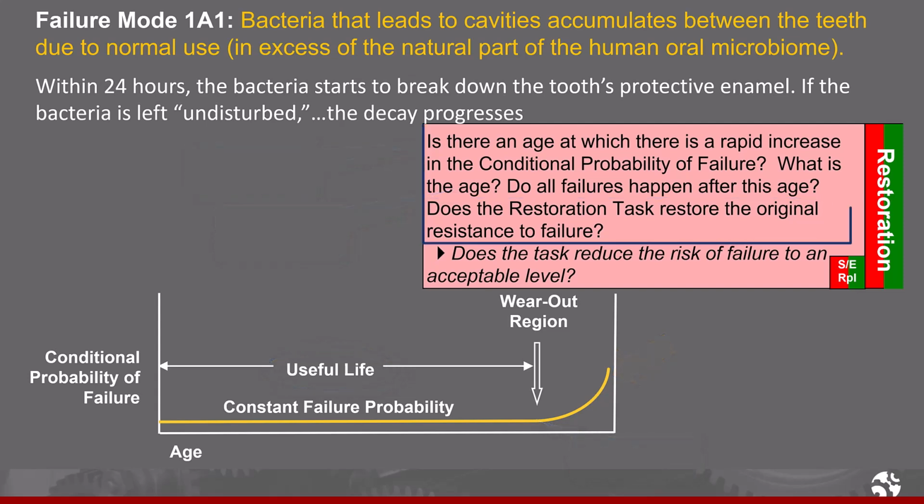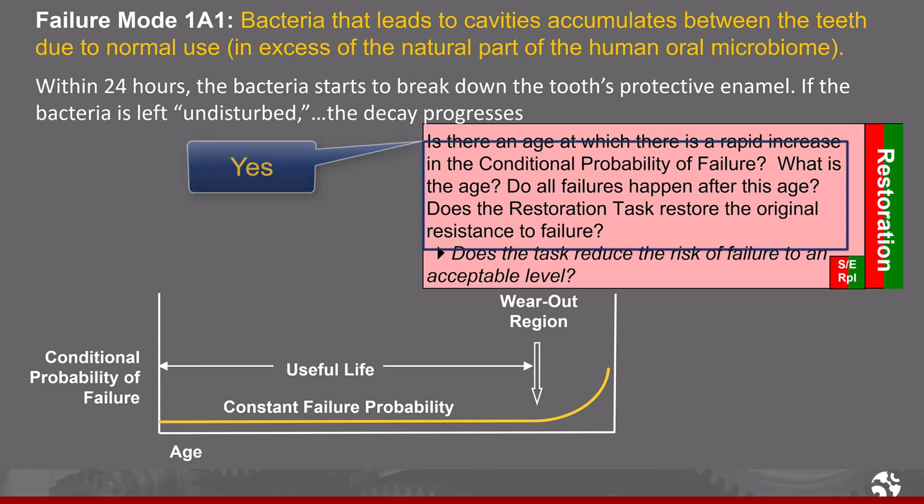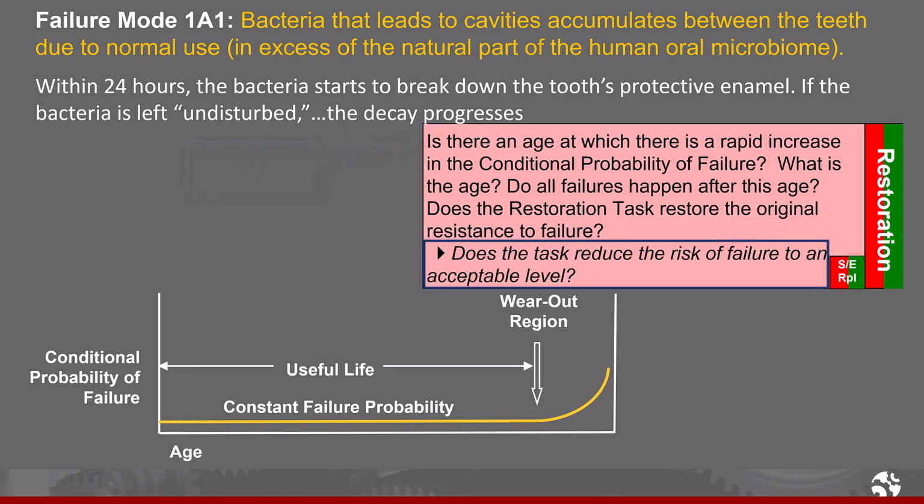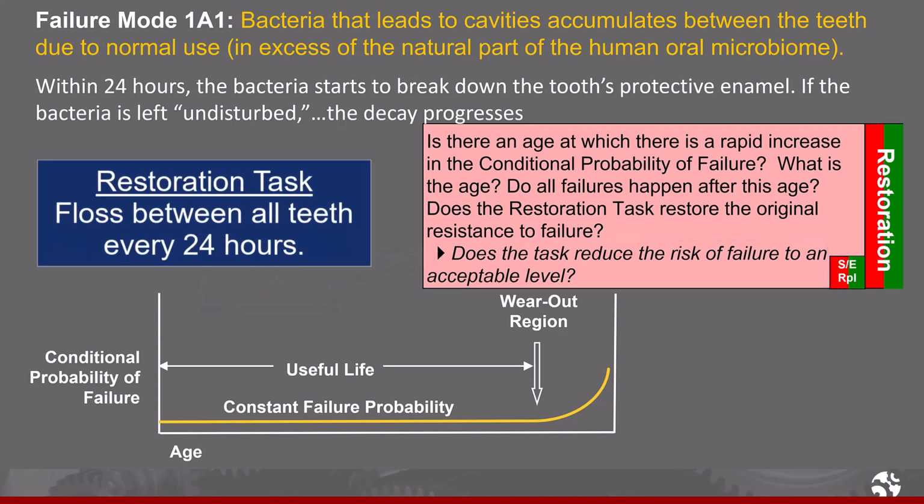By answering these questions in the affirmative, we have established that flossing our teeth every 24 hours is a technically feasible task. Now we have to decide if it's worth doing. Does the task reduce the risk of failure to an acceptable level? Yes, it does. So we have established that our restoration task, to floss between all of our teeth daily, is both technically feasible and worth doing. So we assign that preventive maintenance task.